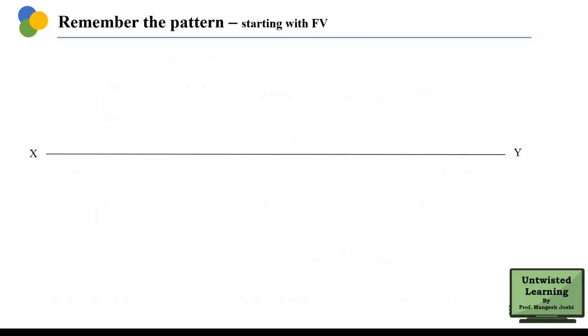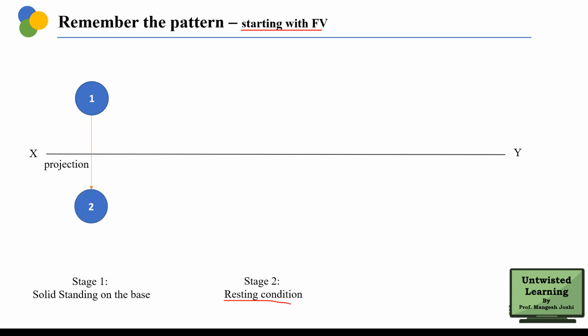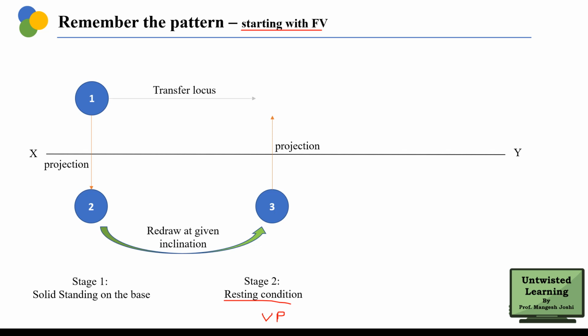So what if you start with the front view? Your first diagram will be above XY, because the front view always appears above XY in the first angle method of projection. To obtain the second diagram, you will simply project it. Then the resting condition. You may be given some resting condition with the vertical plane. So redraw at the given inclination to get the third diagram. Then project the third diagram to obtain the fourth diagram by transferring locuses from the first diagram.